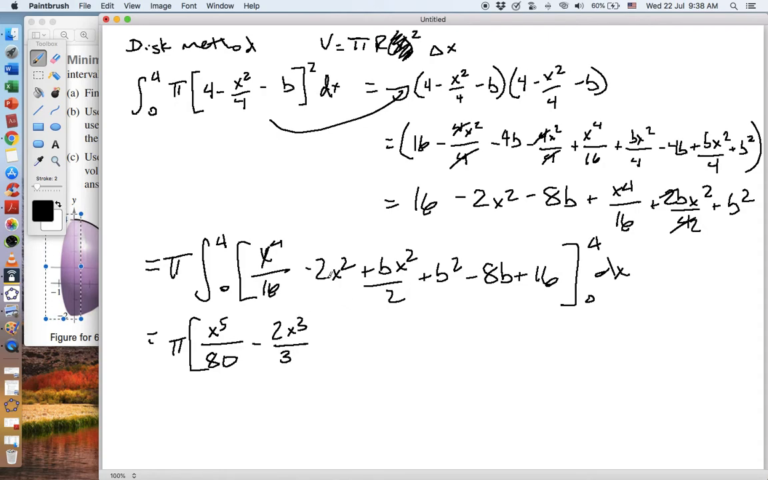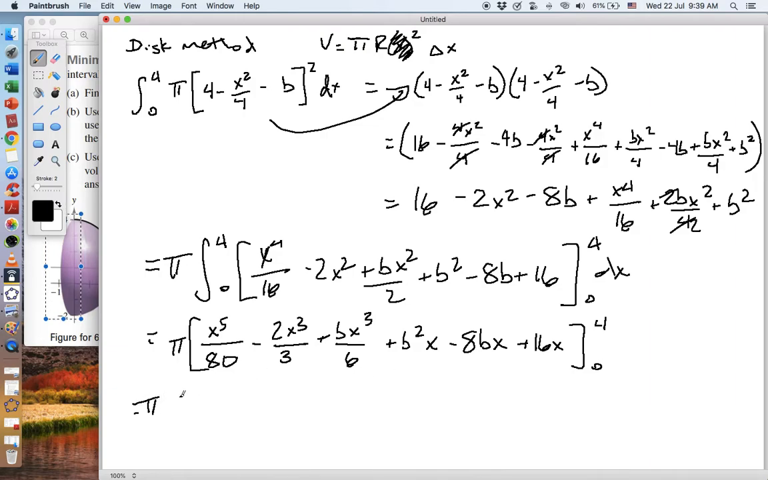Again, these are pretty simple antiderivatives, just using the power rule every time. Plus bx cubed over 6 plus b squared x. Remember, b is a constant. We're just treating it as such. Minus 8bx plus 16x. And now we're going to evaluate that on the interval of 0 to 4.